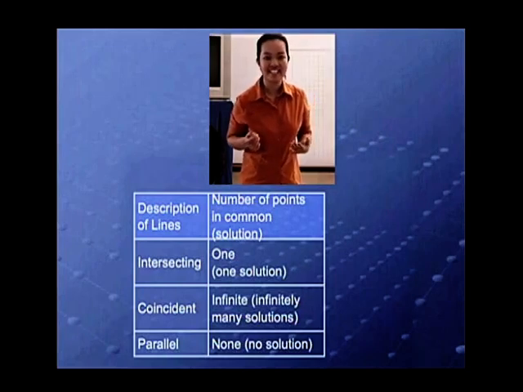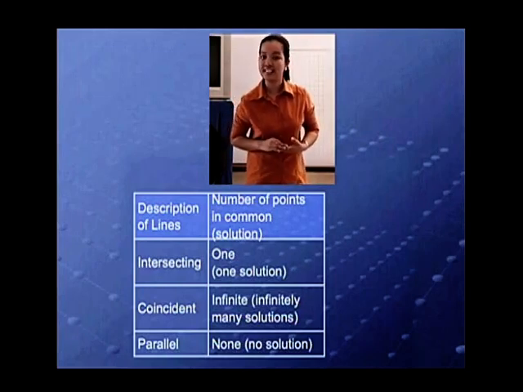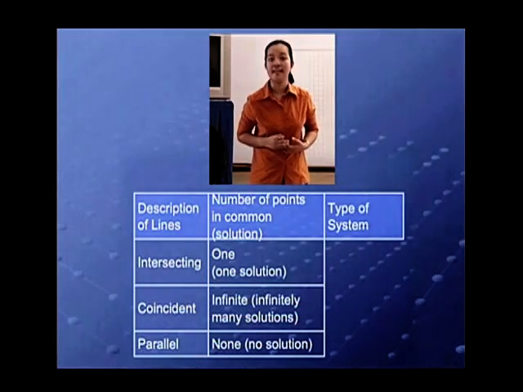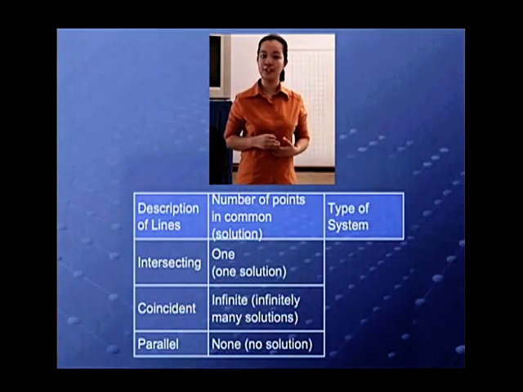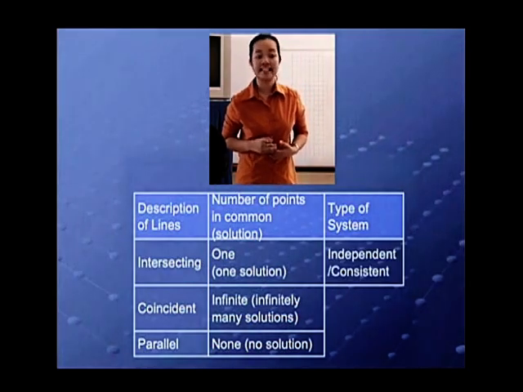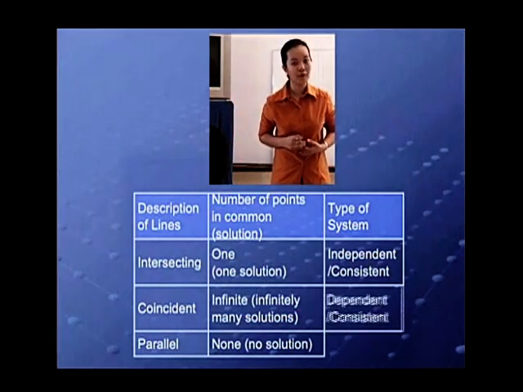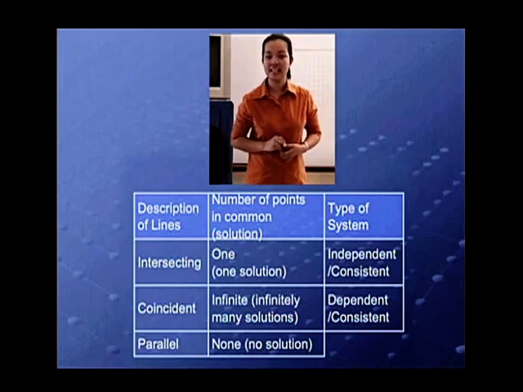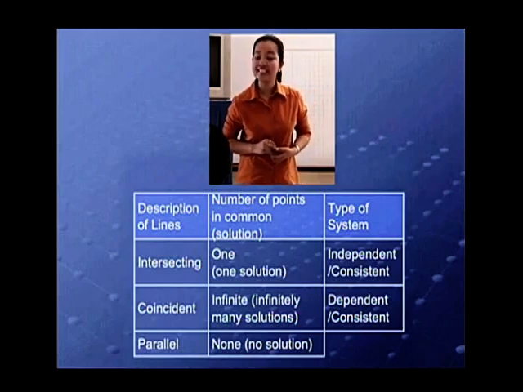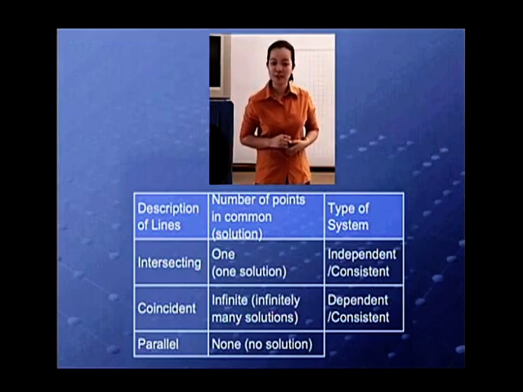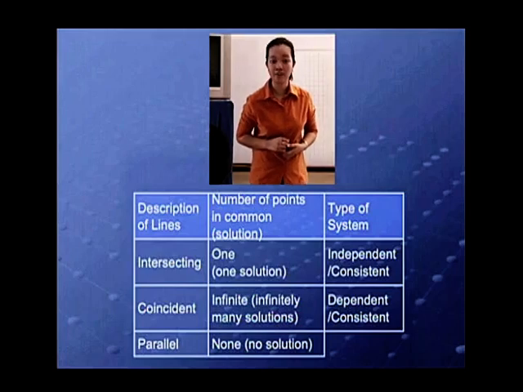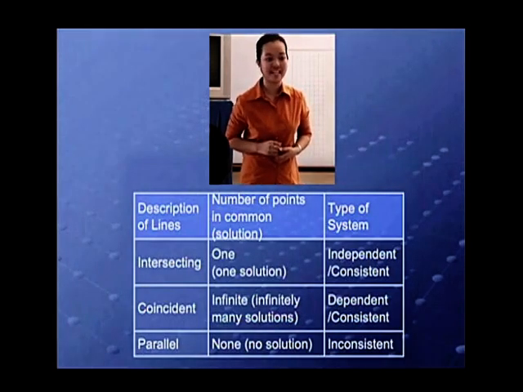Very good, class. These three types of systems have names. If a system has a single solution, it is called an independent system. If a system has an infinite number of solutions, it is called a dependent system. These two cases can also be called consistent systems. However, if a system has no solution, it is called an inconsistent system.